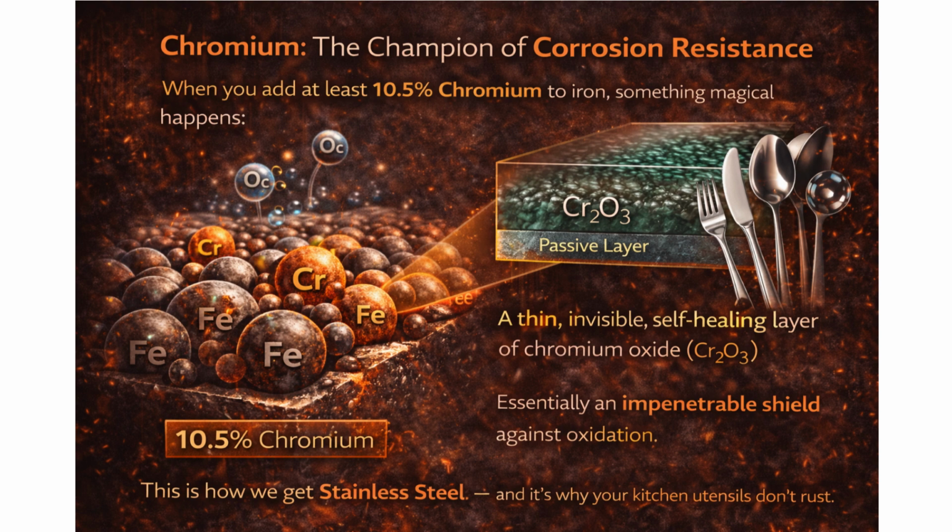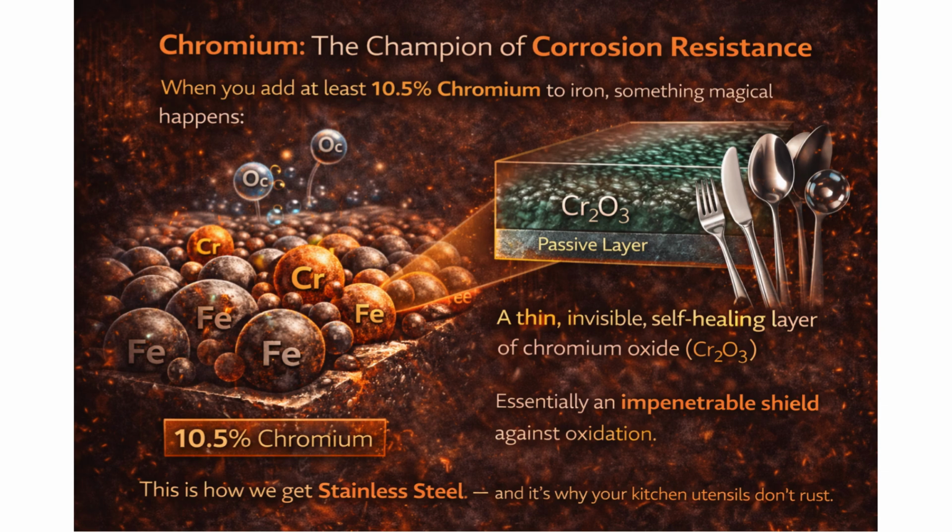This passive layer is essentially an impenetrable shield against further oxidation. This is how we get stainless steel, and it's why your kitchen utensils don't rust. Nickel, Ni, enhances this passive layer and provides corrosion resistance in acidic environments. Molybdenum, Mo, is added in grades like 316 stainless steel to prevent pitting corrosion in chloride environments, like seawater.